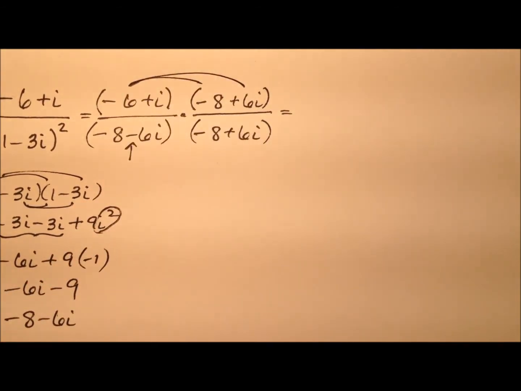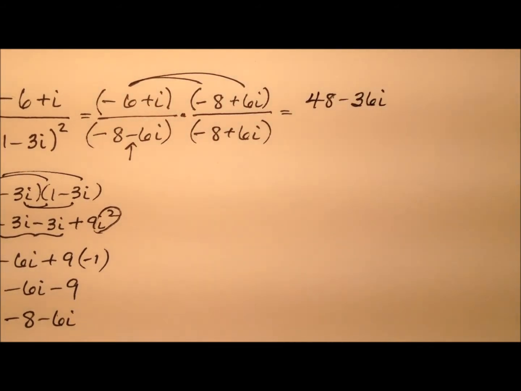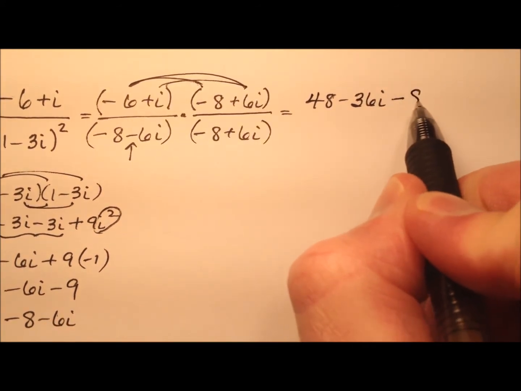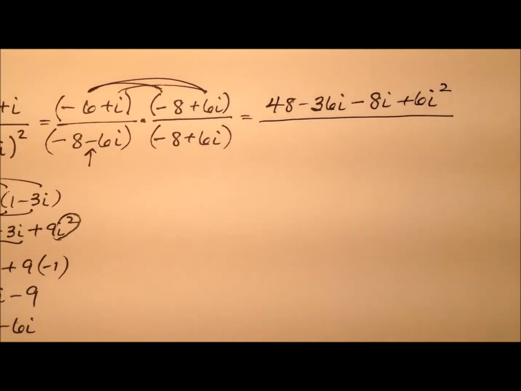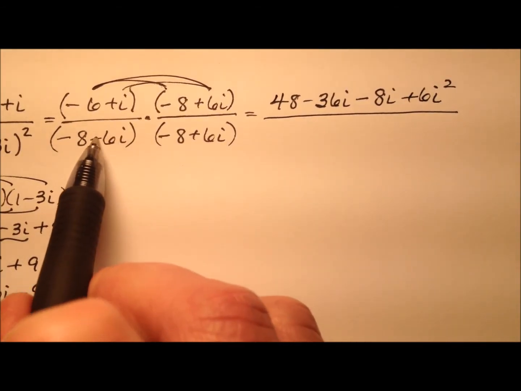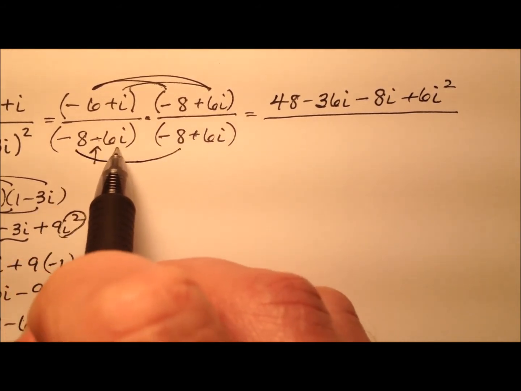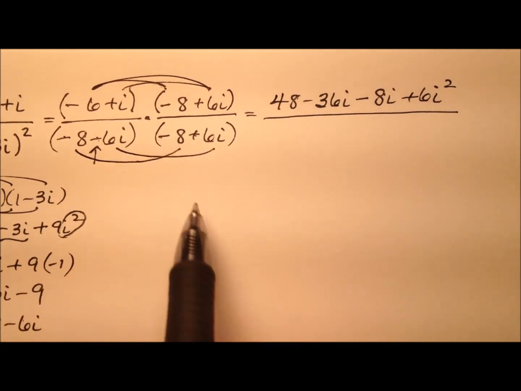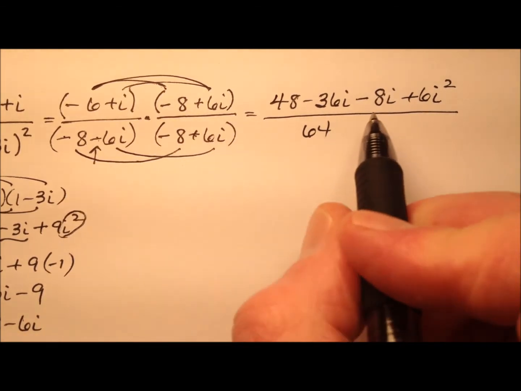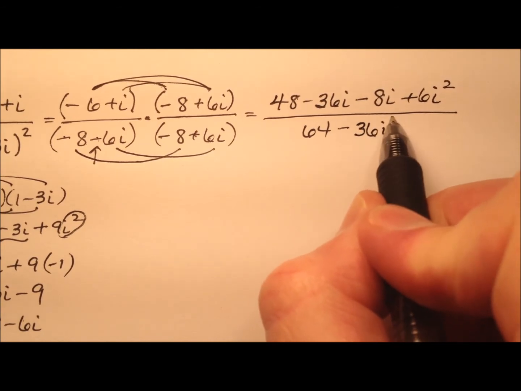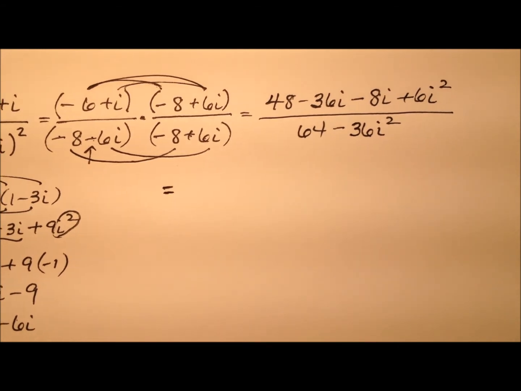So when we distribute this negative 6 through, we should get 48 minus 36i. And then when I distribute the i through, it should be a negative 8i plus 6i squared. And for our denominator, since I'm multiplying two complex numbers, one with its complex conjugate, I just need to do the firsts and the lasts. So negative 8 times negative 8 is 64. And then negative 6i times positive 6i will be negative 36i squared. So it looks like we have some simplification to do. So let's go ahead and put equals right here.